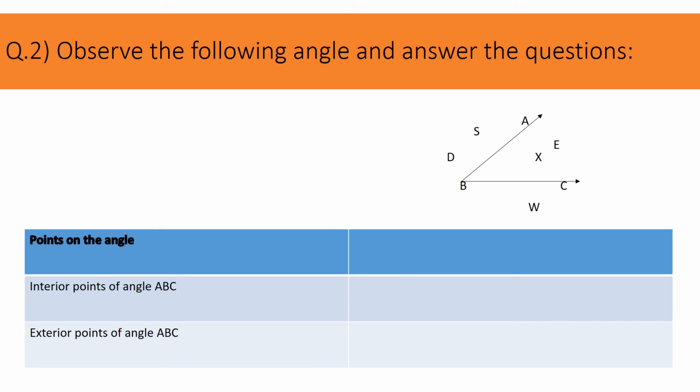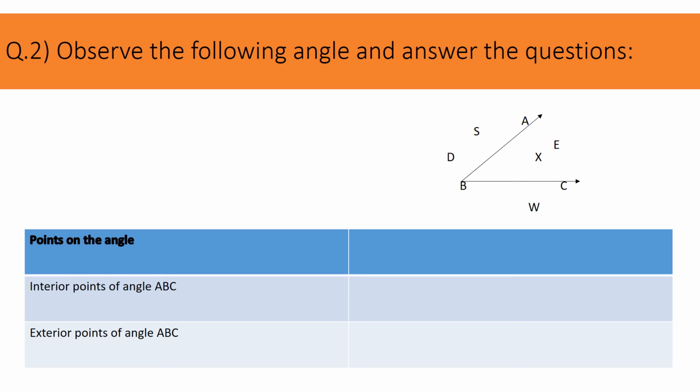This is your second homework question. Observe the following angle and answer the questions. So you have to see this angle, see this figure. This is an angle ABC, and you have to answer what are the points on the angle, what are the interior points of angle ABC, and what are the exterior points of angle ABC.